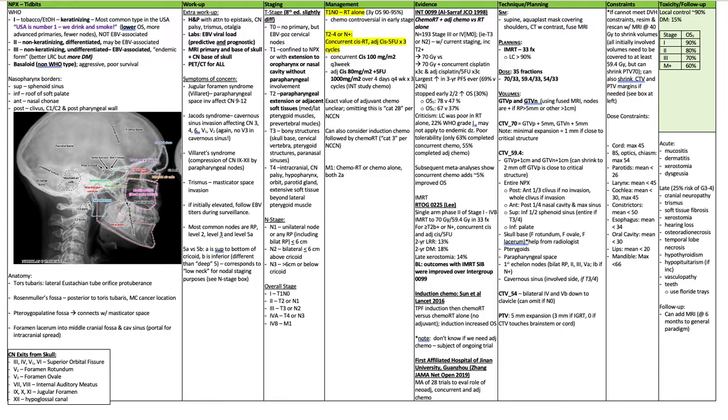The adjuvant dose is 80 milligrams per meter squared plus 5FU, 1,000 milligrams per meter squared over 4 days, every 4 weeks times 3 cycles. This is the Intergroup study chemotherapy. The exact value of adjuvant chemo is unclear, omitting this is category 2B per NCCN. You can also consider induction chemo followed by chemoradiation, which is category 3.